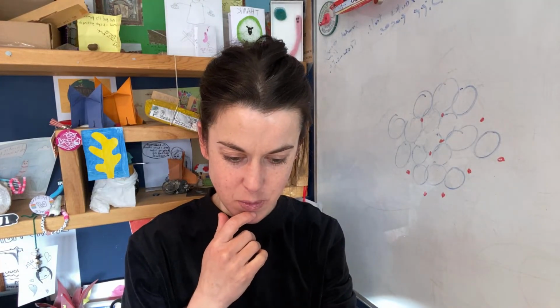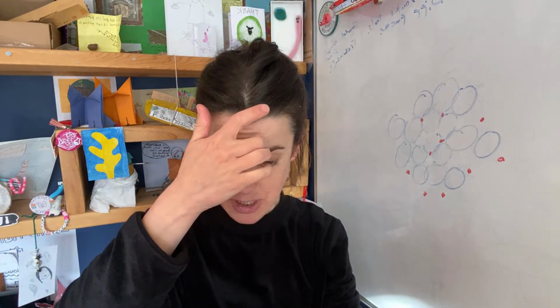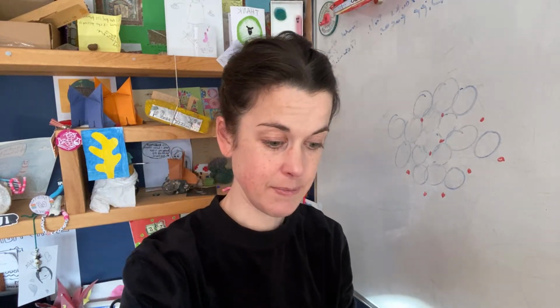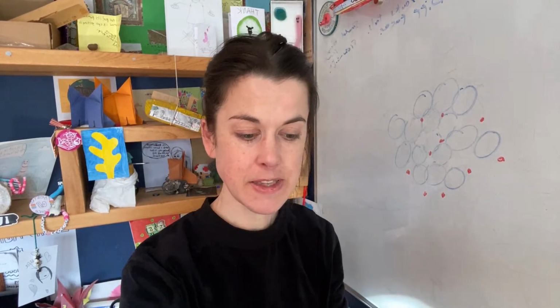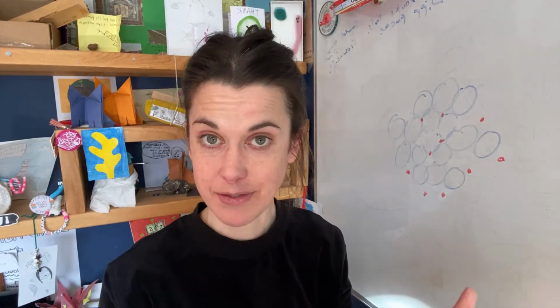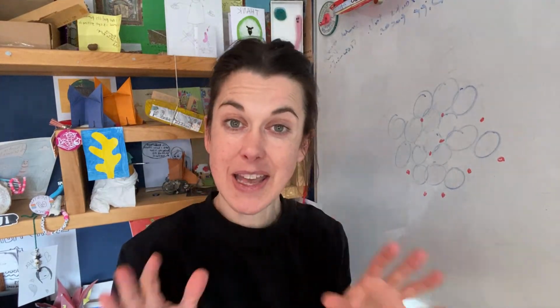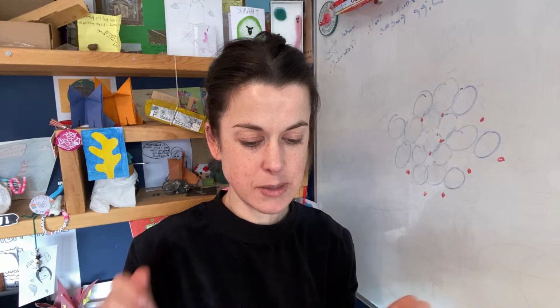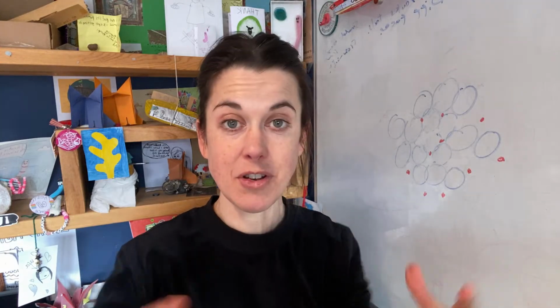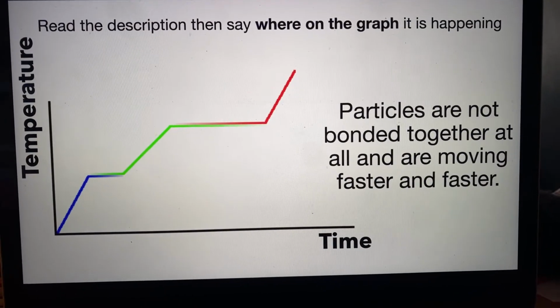Shall I show you my little quiz to check how much you've understood? Okay, good. Here we go. So I'm going to show you the graph again that I've showed you before. I'm going to give you a description of what is happening, and I just want you to tell me where on the graph I'm talking about. Okay, here we go. So read the description, then say where on the graph it is happening.